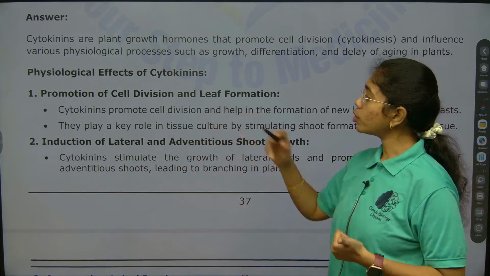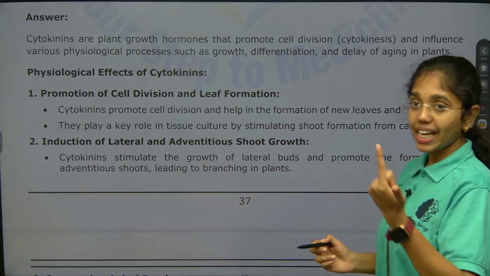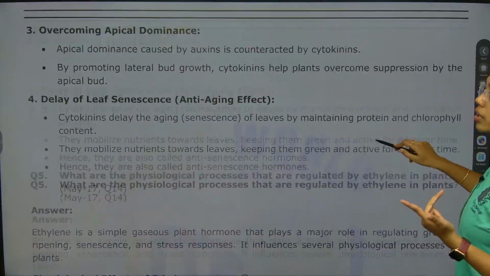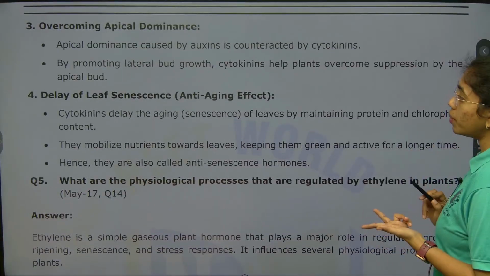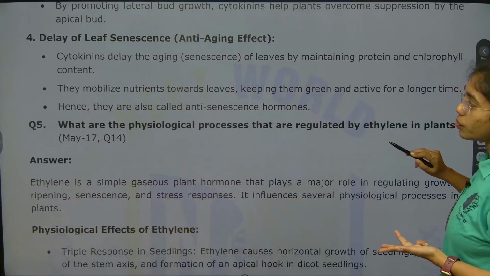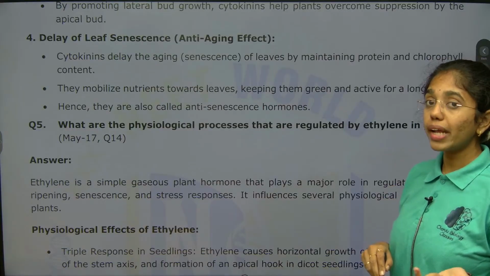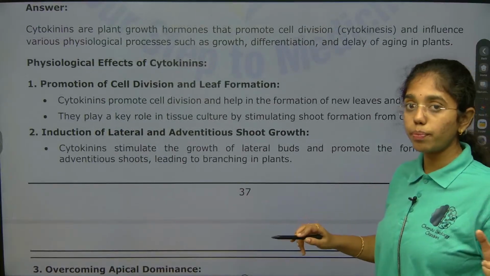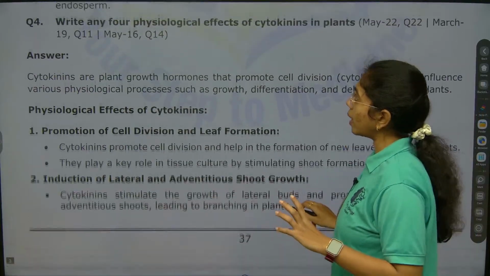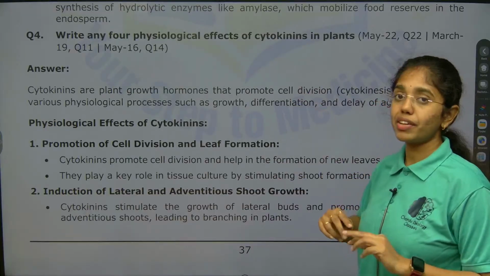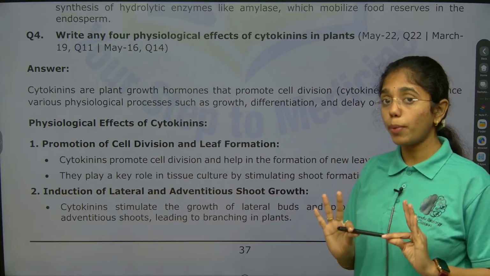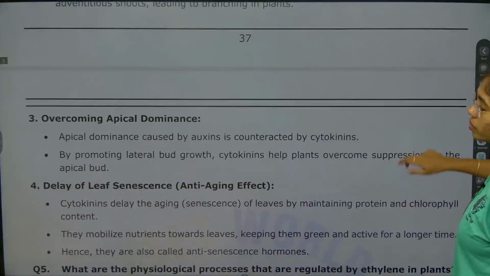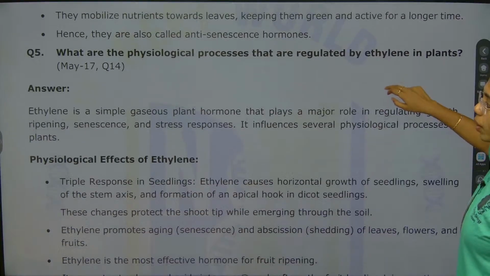So here you see the physiological effects of cytokinin. First is promotion of cell division and leaf formation. Second is induction of lateral and adventitious shoot growth. Third is overcoming apical dominance. Fourth is leaf senescence being delayed by nutrient mobilization. Please explain it in 8 accurate points, that will award you full marks for physiological effects, and these major points are important for your MSET and NEET as well. Phytohormones are hotspots of this chapter, very important.